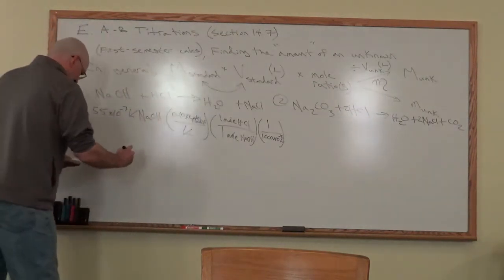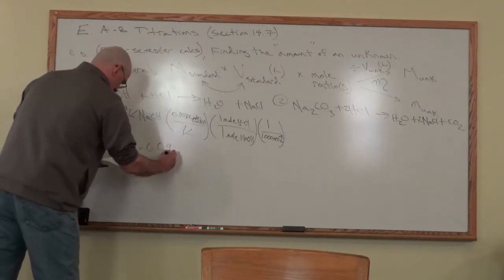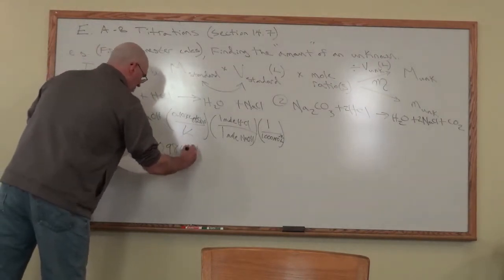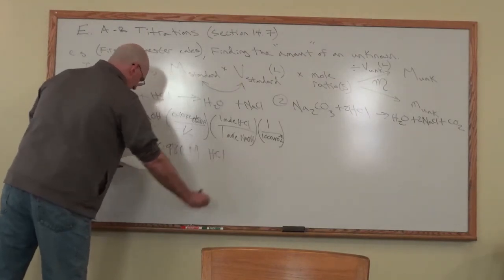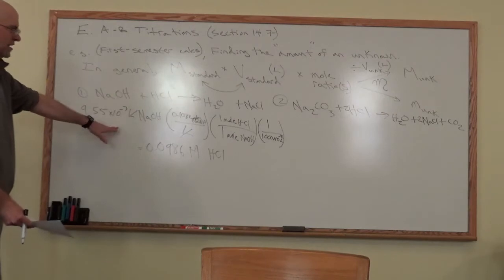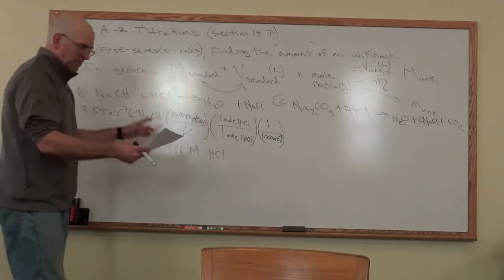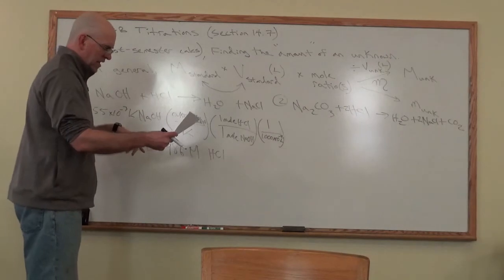So if you can't read that, just set it all up like this, and you should get an answer of 0.0986 molar HCl. So we did that calculation, my goodness, in the first month or so of first semester Gen Chem. So just keep in mind what we're doing here. Excellent. And some of this stuff's going to come back.